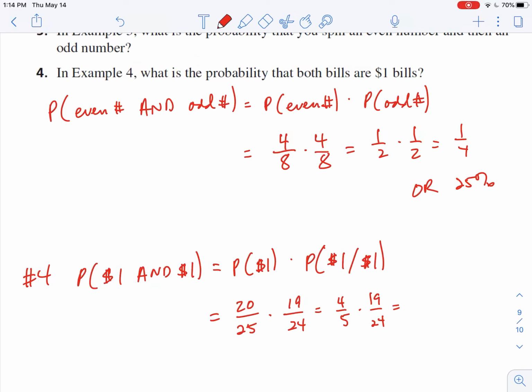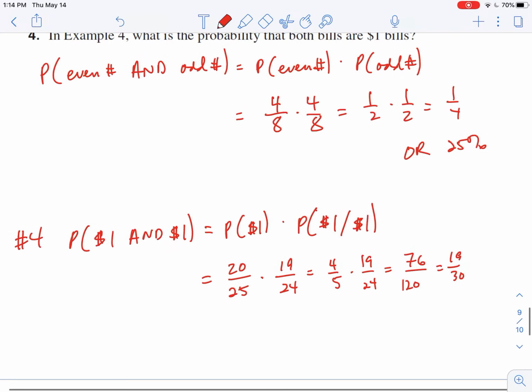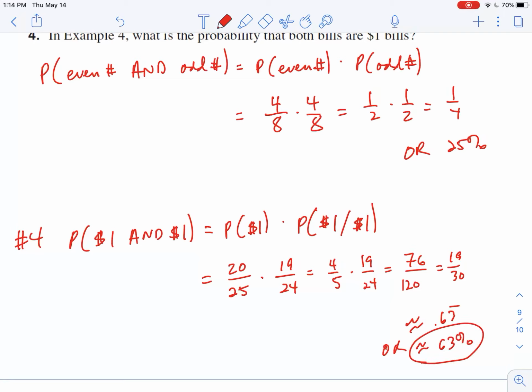So what is that when we multiply that out? So 4 times 19 is 76. 5 times 24 is 120. That does reduce out to 19 over 30, which, you know, that's one way to answer this, but most people like probability problems with a percentage. So if you divide that out, the decimal would be 0.63 repeating, or we could say it's about 63% of a chance that we're only going to walk away with 2 $1 bills. So pretty good bet. You're not going to win a whole lot of money.